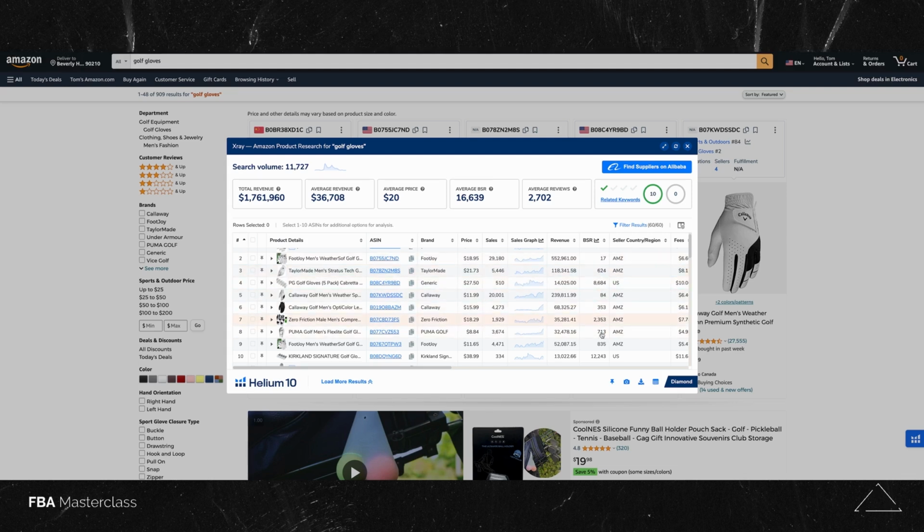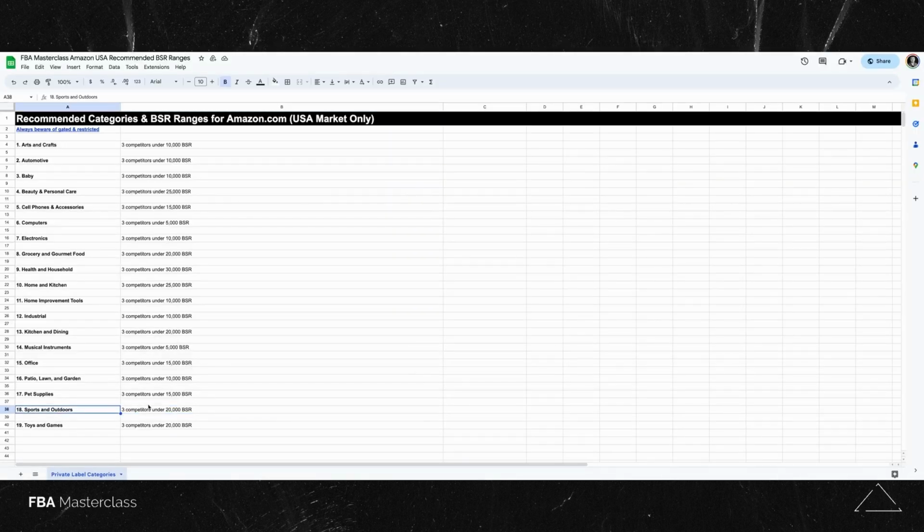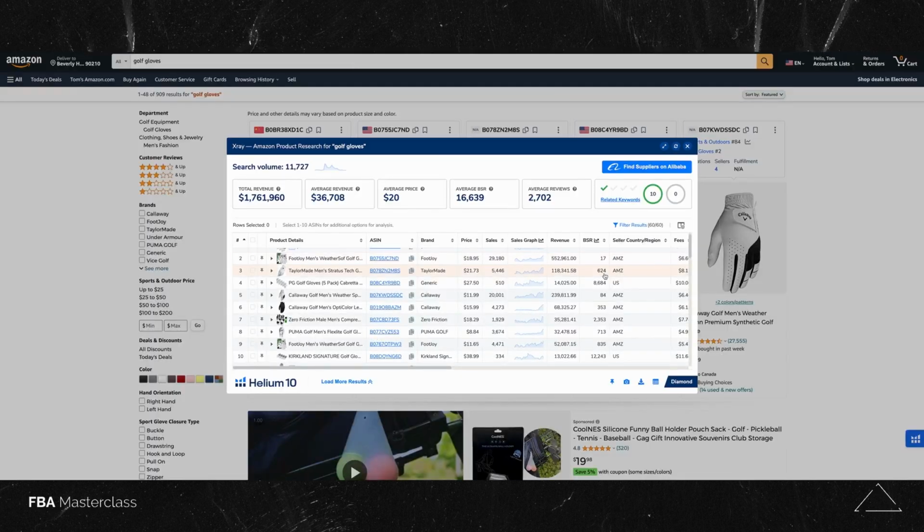So the BSR is very low, right? Again, what was our criteria? Under sports and outdoors, 3 competitors under 20,000 BSR. So almost everybody's under. What does that mean? It means a lot of people are searching for this product and the BSR itself is very, very low, meaning people are actually buying this product.